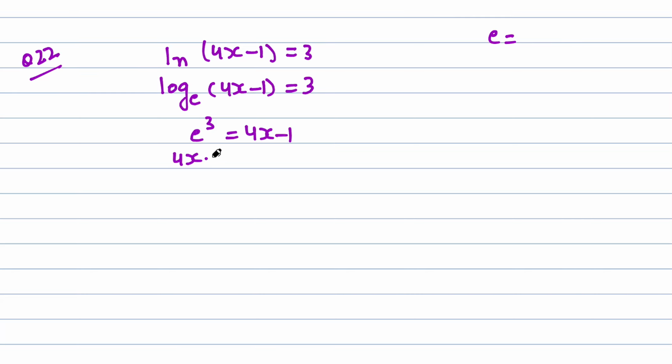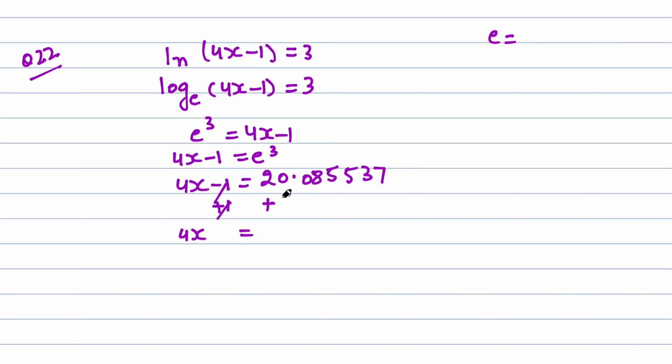Okay, let's first change the sides. So e cube is basically 20.08. I'm using the calculator. 20.085537. Adding 1 on both sides, it's cancelled. If you are adding 1 to it, right, it's like 1 added to 20. So it is 21.085537. Now dividing by 4 on both sides.